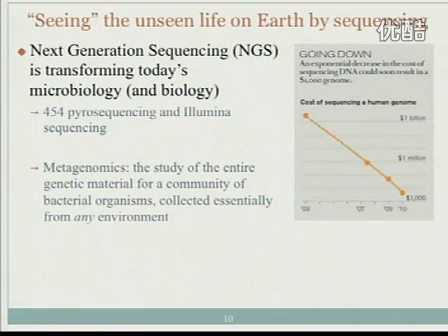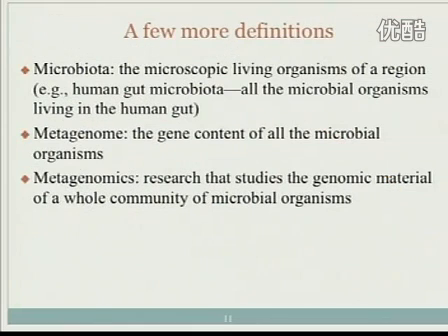Metagenomics, that's not the only definition, but it's the study of the entire genetic material of a whole community of usually bacterial organisms, those tiny microbial organisms, and they could be from anywhere. As long as you can get a sample and get DNA extracted, you can do metagenomics.